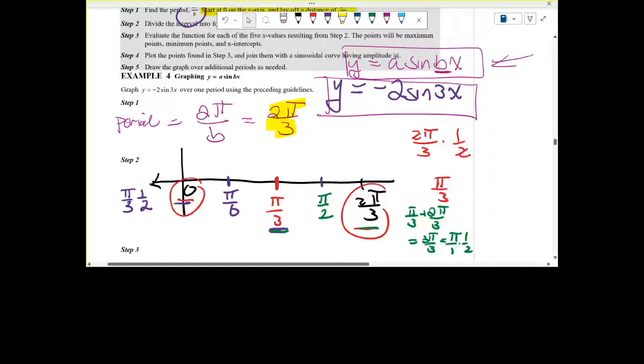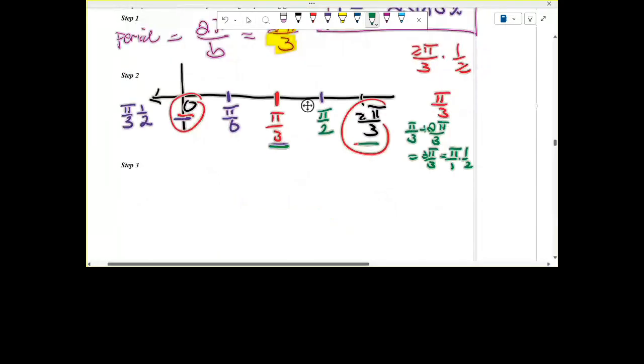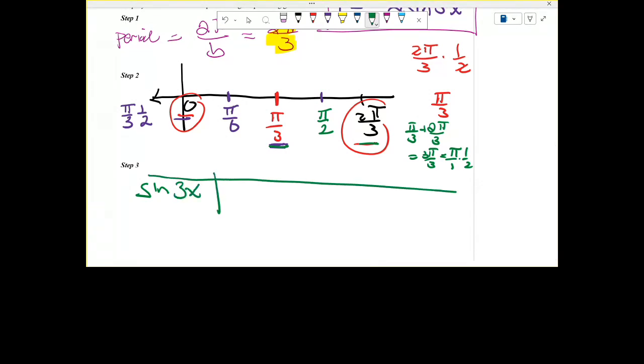It says evaluate the function for each of the 5 values resulting from step 2. Okay, let's do this, y'all. We're going to say, look, we want to know what is the sine of 3x when x is equal to 0, pi over 6, pi over 3, pi over 2, and 2 pi over 3.